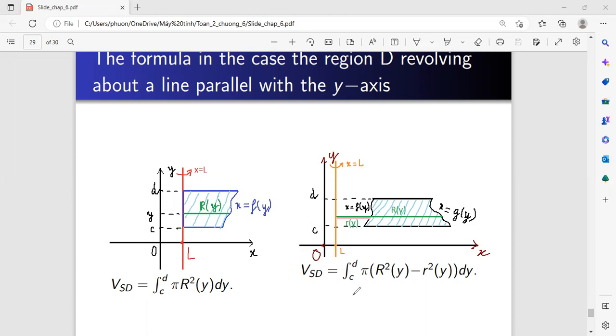So you can see the formula to find the volume of this solid of revolution. It's like this: the definite integral from c to d of pi R squared of y minus pi r squared of y, dy, where the big R here is the outer radius of revolution, which is the distance from the axis of revolution to the outer boundary, or the farther boundary, of the region. And the smaller r here is the inner or the smaller radius of revolution. You can see a pink segment here. This is the distance from the axis of revolution to the inner, or the nearer, boundary of the region. Okay, and they are all dependent on y, not on x, because the axis of revolution here is parallel to the y-axis.